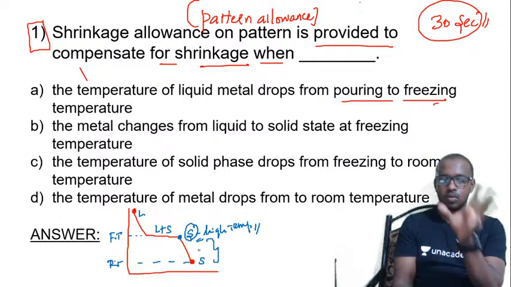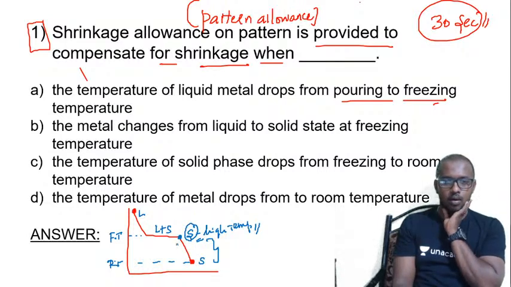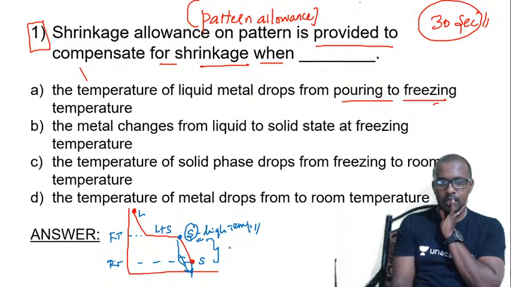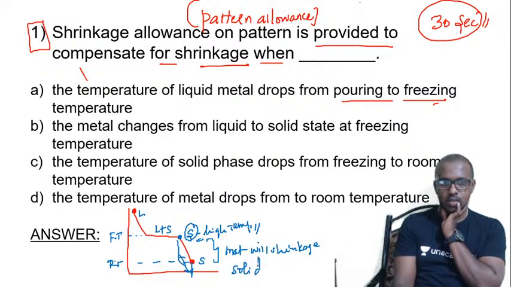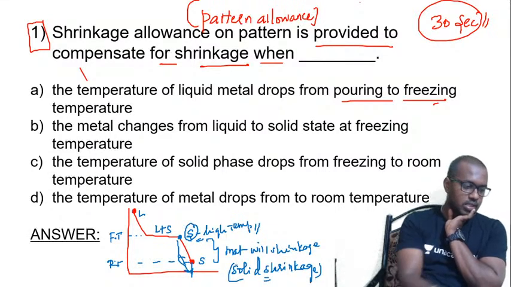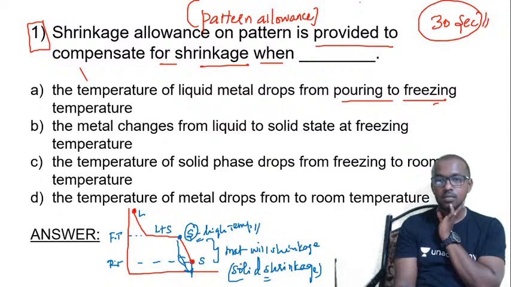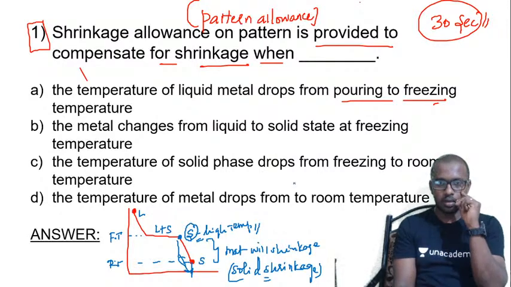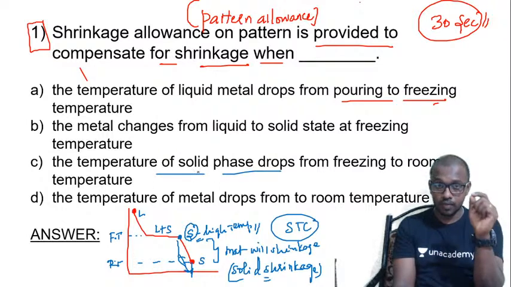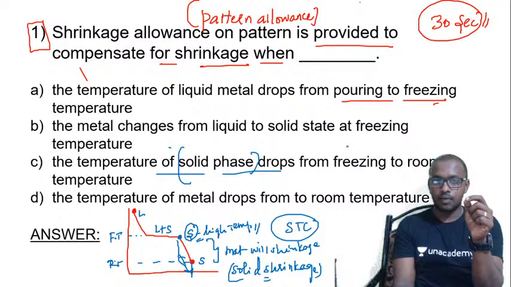So this is the time or the temperature zone between which the material will shrink, and that shrinkage we are calling solid shrinkage. And solid shrinkage is where we need the pattern allowance, provided due to the solid thermal contraction. So the temperature of the solid phase, look at the word, the temperature of the solid phase drops from the freezing to the room temperature, isn't it? From the freezing to the room temperature.